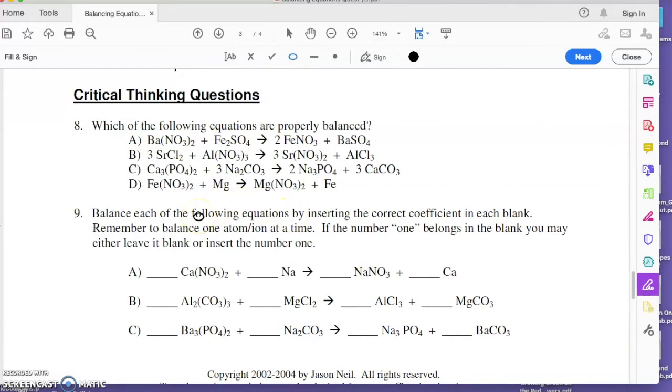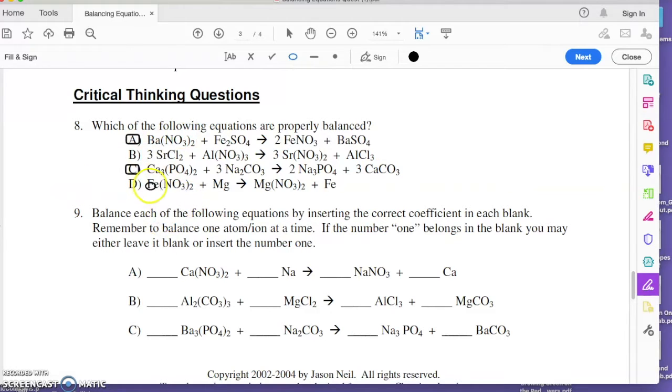Number 8, let's see if they're properly balanced. 1 Ba, 1 Ba, 2 NO3s, 2 NO3s, 2 F2s, 2 F2s, 1 SO4, 1 SO4. A is balanced. Let's look at B. 3 Srs, 3 Srs, 2 Cls times 3, 6 Cls, not only 3 on this side, so it's not balanced. 3 Cas, 3 Cas, 2 PO4s, 2 PO4s, 6 Nas, 6 Nas, 3 CO3s, 3 CO3s. So C is balanced.